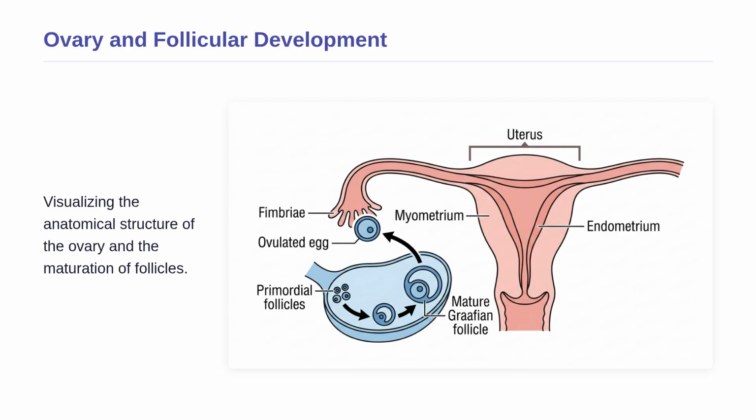Following the arrows, you see the progression of folliculogenesis. A follicle matures, grows significantly into a Graafian follicle, and finally ruptures to release an ovulated egg toward the fimbriae. This diagram beautifully captures both the static anatomy of the organs and the dynamic biological process of egg maturation and release.